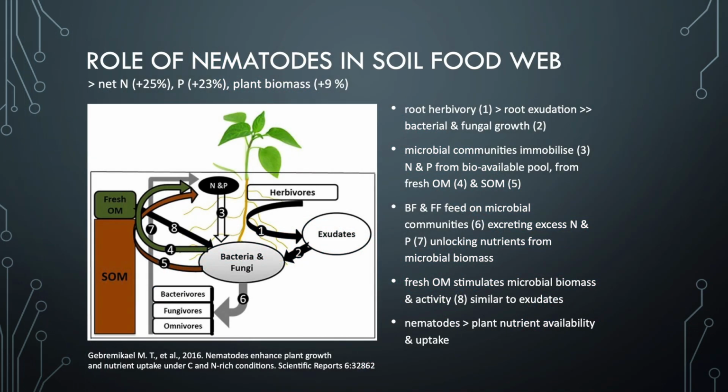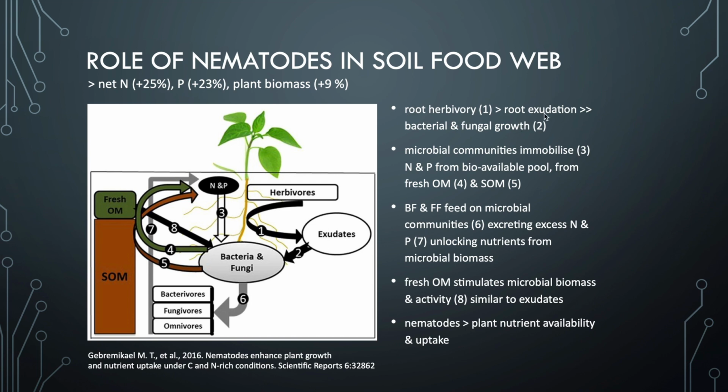So first of all, let's just go back to a slide you would have seen in a previous lesson where the authors have studied the role of nematodes in soil food webs by seeing how nematodes enhance plant growth and nutrient uptake under carbon and nitrogen-rich conditions. And they found that nitrogen and phosphorus were increased as well as plant biomass as a result of all the different nematode groups playing a part in the soil food web and affecting that soil food web and therefore plant growth. So first of all, let's look at root herbivory.